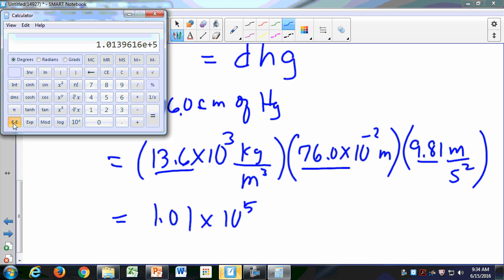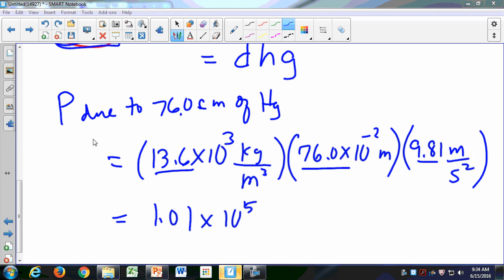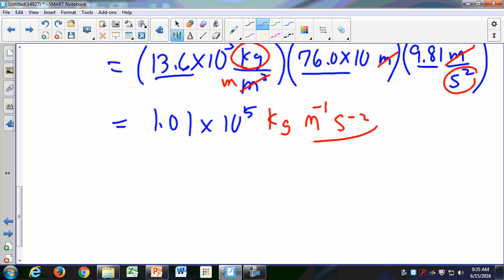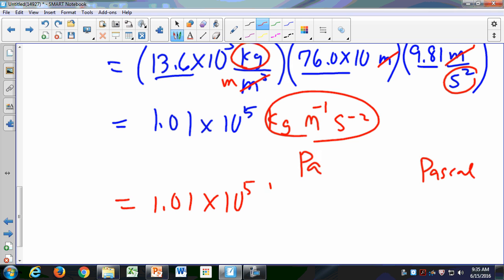And what should be my unit? It should be kilogram per second squared, and my meter here, that's meter squared, will cancel 2 of the meters down here. That leaves you a meter there. So kilogram per meter per second squared. Now that's kind of hard to remember, so we give that a special name. We call that a Pascal. Pascal is the unit of pressure in SI. So 1.01 times 10 to the fifth Pascal.